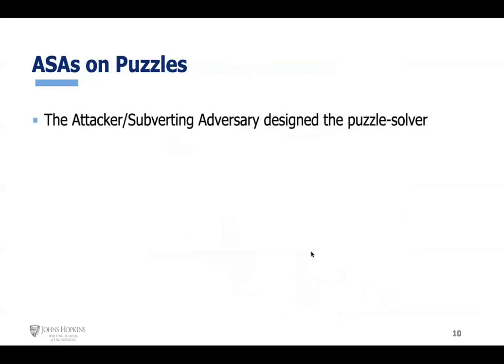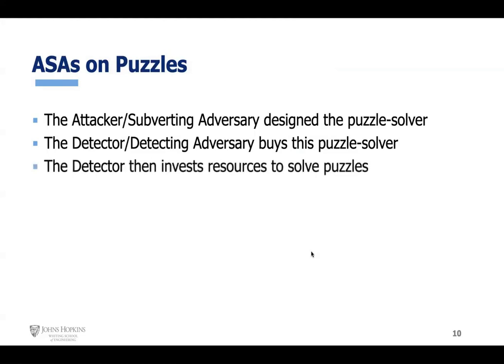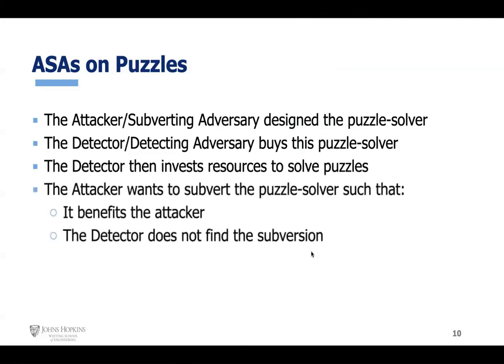ASAs on cryptographic puzzles seem slightly weird because you have this model where there are no cryptographic keys, so to say. You have some attacker. So this is basically our model now. There's an attacker who is manufacturing these puzzle solving devices, and then there's a detector who's buying these puzzle solving devices. The detector buys these devices and invests further resources to solve puzzles. The goal of the attacker, who is the hardware manufacturer, is that they want to subvert the puzzle solver to reap some benefits, and then they also want to make sure that detection of the subversion is not possible.